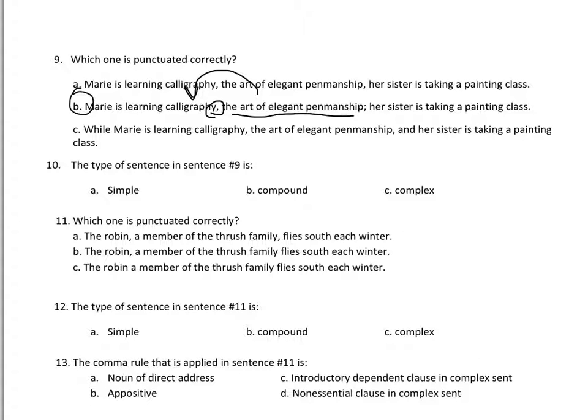So the reason why the semicolon needs to be there is because this is a compound sentence. One independent clause, two independent clauses. So for number 10, the type of sentence it is, it's a compound sentence.